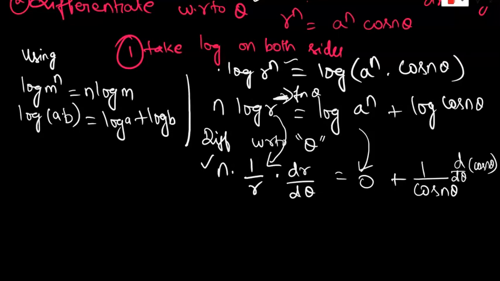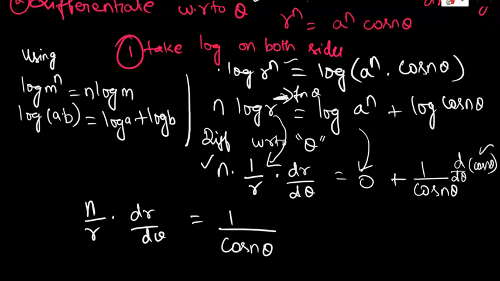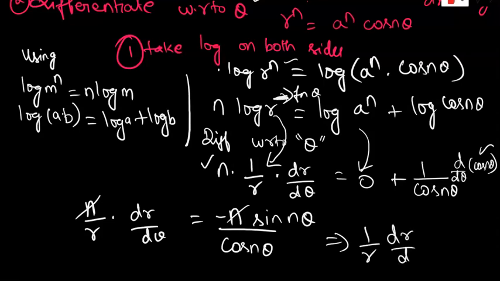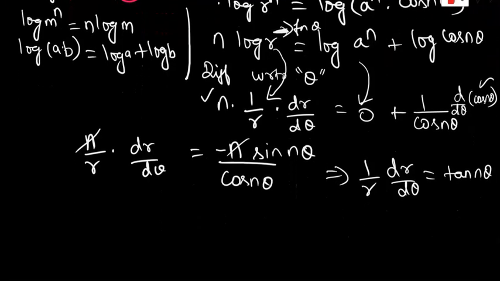Now, let me simplify this. 1 by r into dr by d theta, and n is also here, right? That's equal to 1 by cos n theta. Cos n theta differentiation is minus n sin n theta. This side n and this side n will get cancelled, which implies 1 by r dr by d theta is equal to tan n theta, since sin by cos is tan.